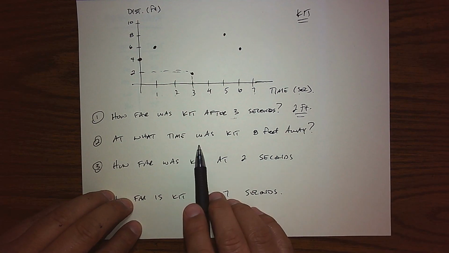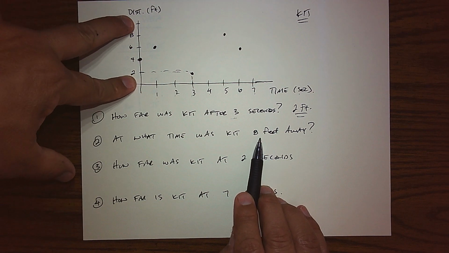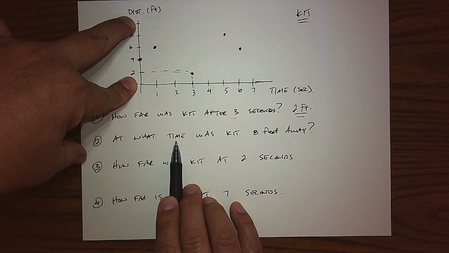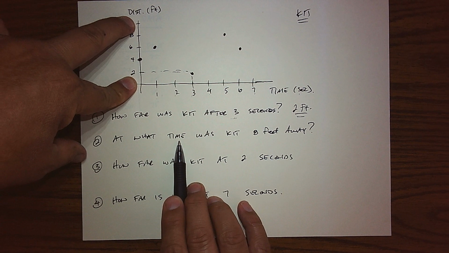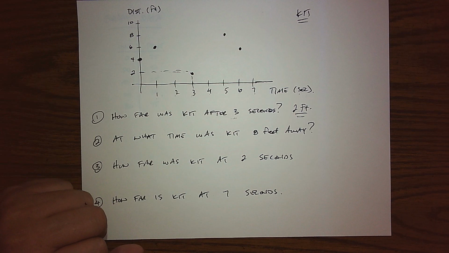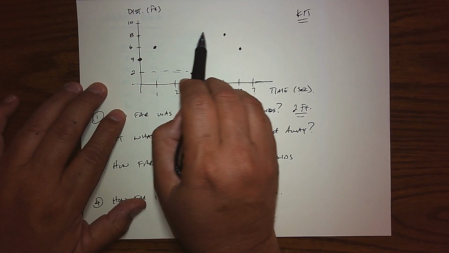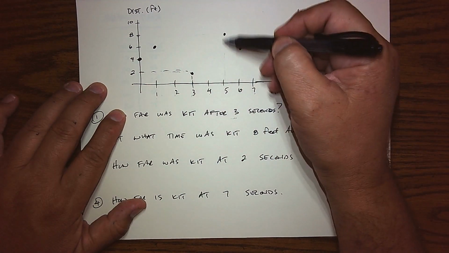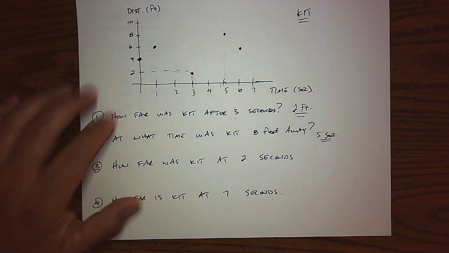Next question, at what time was Kit 8 feet away? Well, you'll notice this time I gave you a vertical value, or a y value, and you have to go back and find the horizontal value. Or in essence, I gave you a y value, and you have to find the corresponding x value. Sorry about my language there. So we're going to go to y equals 8, and it looks like that data point right there is the one that satisfies it. And so when we look down, it looks like 5 seconds would be the correct answer.